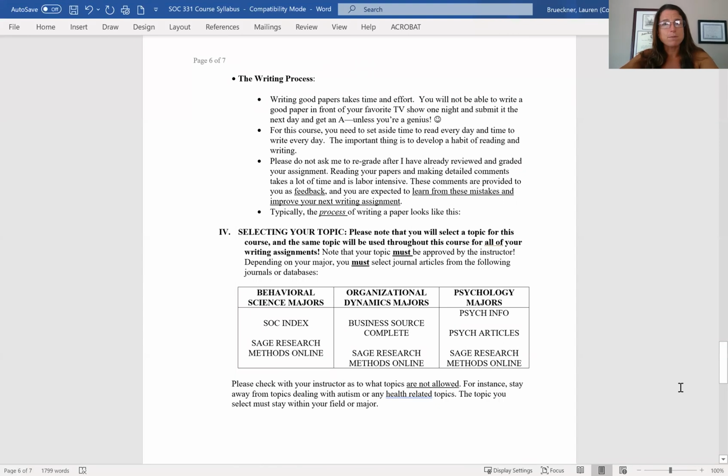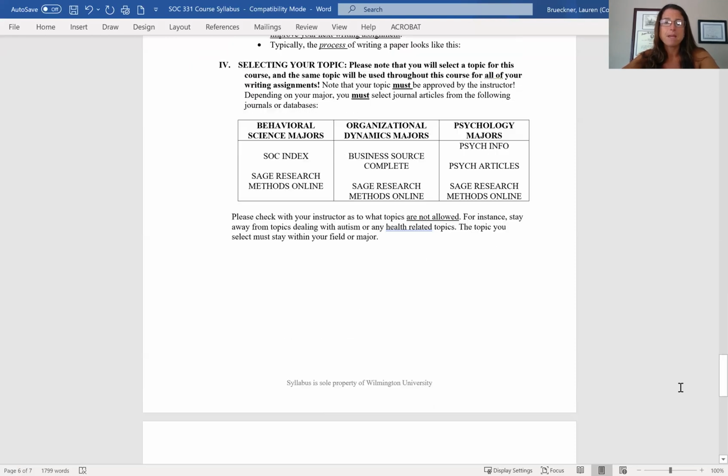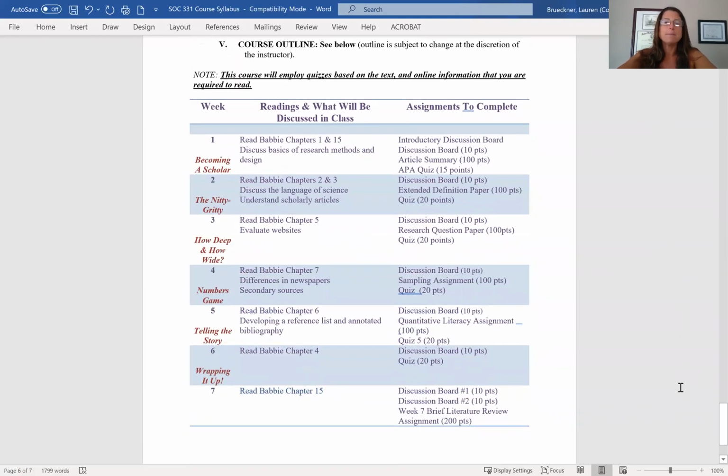It does take time and effort, so take your time. Know that you have a week to complete your assignments, but again, please do not wait till the end of the week in order to start. And here is our course outline. So week 1, we are focusing on becoming a scholar. We will be reading our textbook, chapters 1 and 15. By the end of week 1, you will submit your introductory discussion board telling us who you are, introducing yourself to the rest of your classmates. You will also participate in the weekly discussion board. You will write and submit your article summary, as well as partake in the APA quiz.